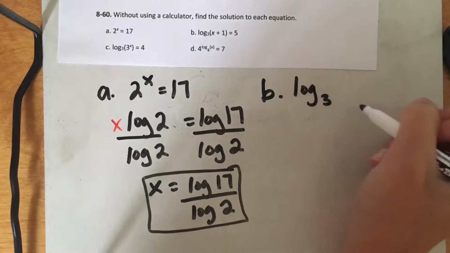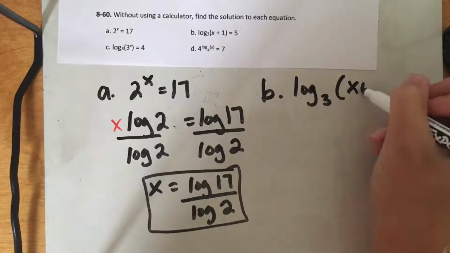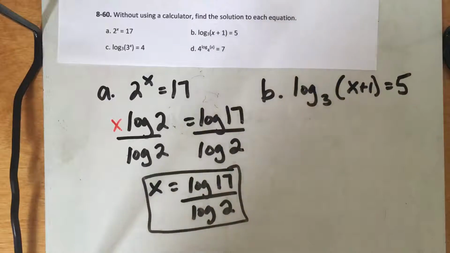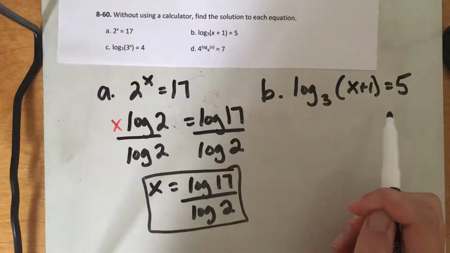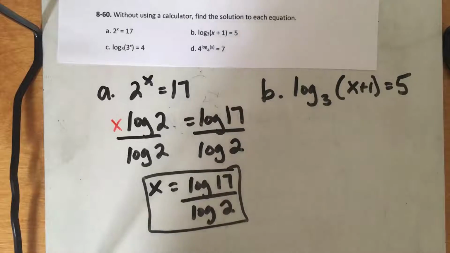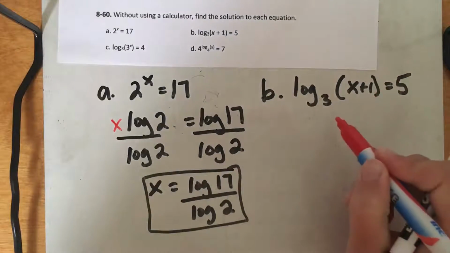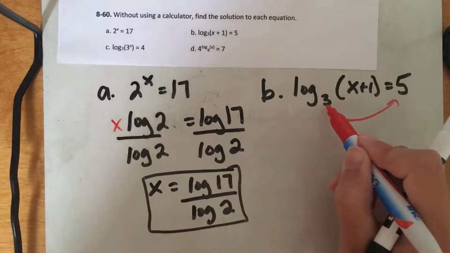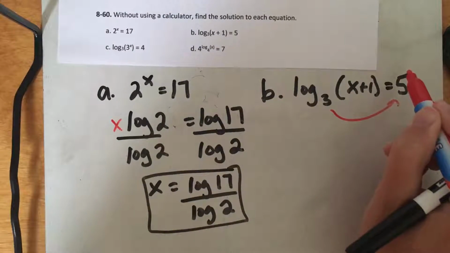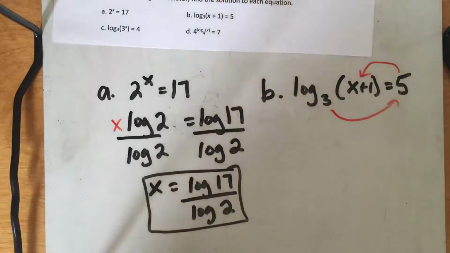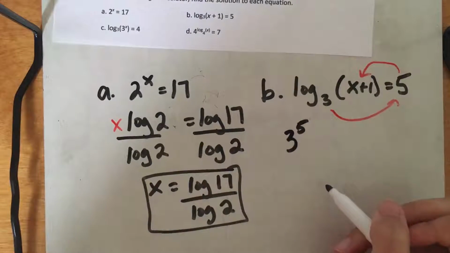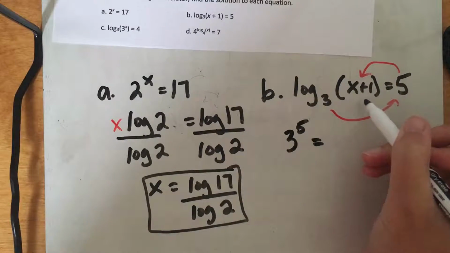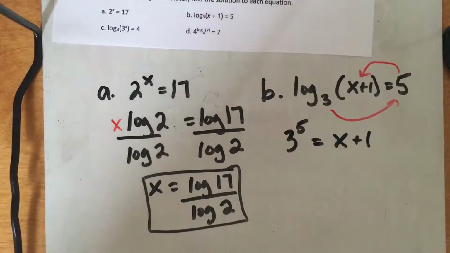Log base 3, that's a little 3, of x plus 1 equals 5. So going from logs, we need to get this x out of the parentheses, out of the logarithm. We don't want this here anymore. So we can do that by going around the world, which is a phrase you may hear your teacher say. We're going to do this: base to this power is going to equal inside the parentheses. Okay? So we're going to remove the log now. I have 3 to the 5th power as my exponent equals the stuff inside here, x plus 1. So now that's pretty easy.